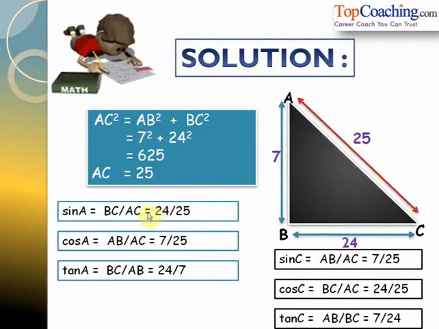Thus the value of sin A is equal to 24 by 25. Value of cos A is equal to 7 by 25. Value of tan A is equal to 24 by 7. Value of sin C comes out to be equal to 7 by 25. Value of cos C comes out to be 24 by 25, and the value of tan C comes out to be 7 by 24.